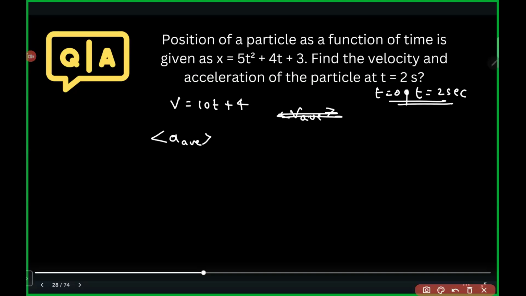Acceleration should not change, because it is a constant, so it will be the 10 only, right? So how will you find the average acceleration? Change in velocity upon total time. What is the velocity at t equal to 2 seconds? So you put 2 seconds here. So what will you get?